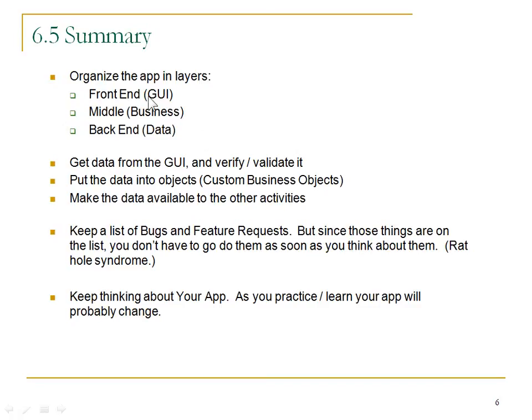So that's where we've been putting most of our effort into the front end, and now we've just started the middle layer, and we're going to talk about getting the data from the middle layer into the database. So we got data from the GUI and we verified it. We validated that they were valid bowling scores. We didn't pop up an error dialog yet. Don't worry, we'll get there. Put the data into the objects. We made a custom business object, and we made the data available to the other activities.